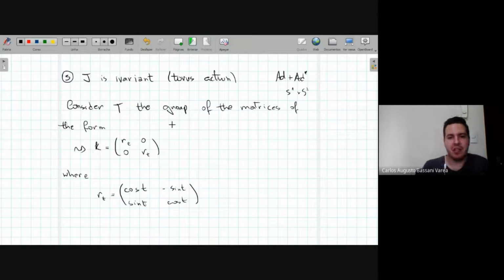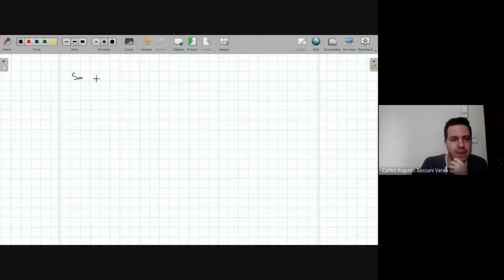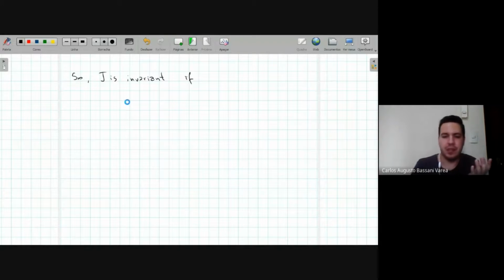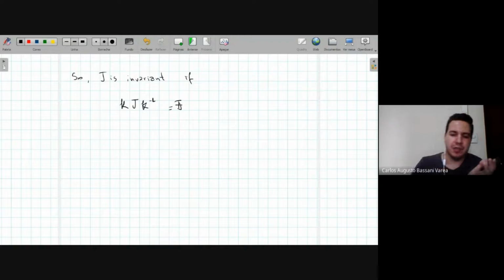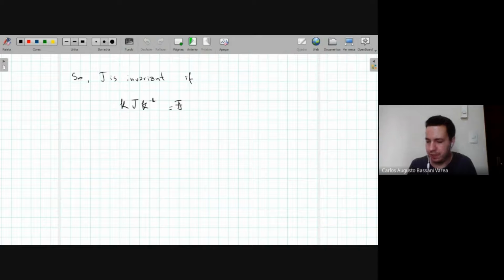So J will be invariant under the action of this group here if J commutes with all the matrices K. So J will be invariant if and only if it commutes with the matrix of the group T, which is equivalent to satisfying this condition here.